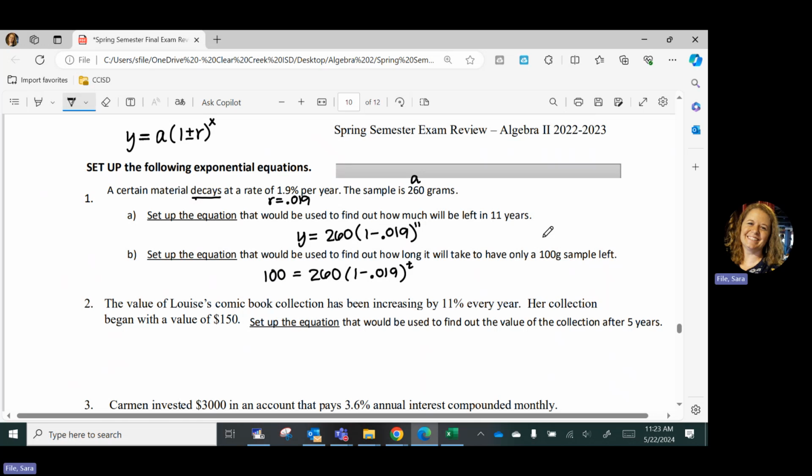All right, number 2 says the value of Louise's comic book collection has been increasing by 11% every year. So R is 0.11. Her collection began with a value of $150. So that's your A. Set up the equation that would be used to find out the value of the collection after 5 years. That's your T. So we would say 150 was the start, and it's increasing, so plus 0.11 and then over 5 years.